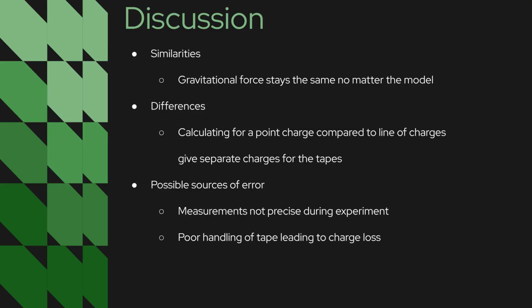One similarity between the models is that the gravitational force stays the same no matter the model, and one difference is that calculating for a point charge compared to the line of charges would give separate charges for the tapes, as we will see later. And a possible source of error could be the measurements not being precise during the experiment and poor handling of the tape leading to charge loss.